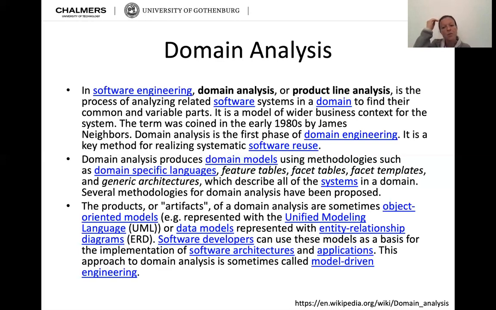Software developers can use these models as a basis for the implementation of software architectures and applications. And this approach to domain analysis is sometimes called model-driven engineering. And that's what this course is about. We do model-driven engineering here.